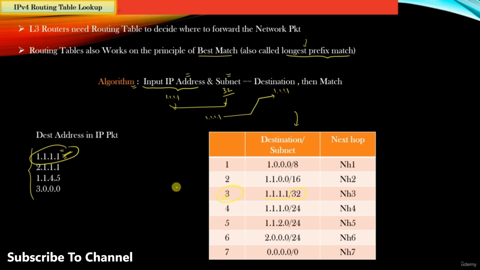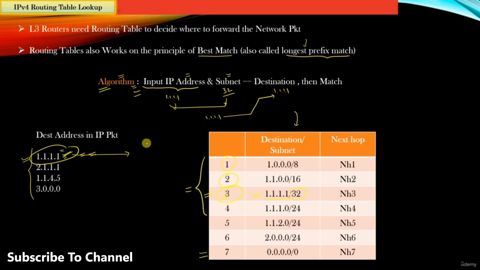However, this doesn't say that this particular route is the best match for this IP address. It only says that this is the route which matches with the given destination IP address. Similarly, if you apply the same algorithm with route number 2 and the destination IP address 1.1.1.1, it will also match. And if you apply the same algorithm with route 1 with the destination IP address 1.1.1.1, then again it will match. In fact, these are the 4 routes plus the default route which actually match with this destination IP address as per this algorithm.